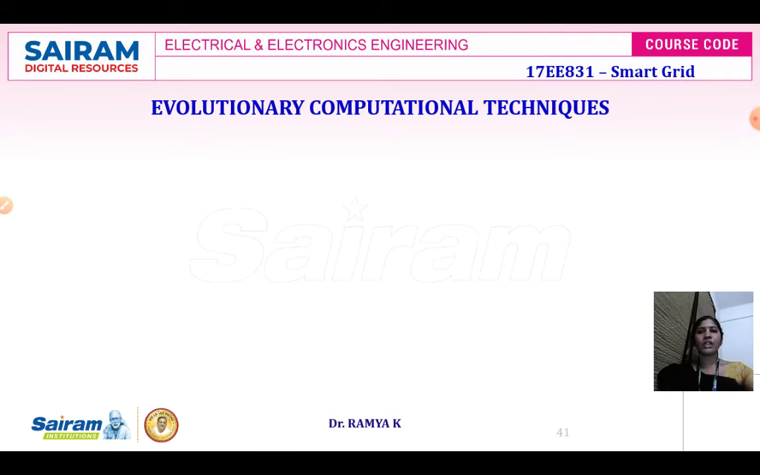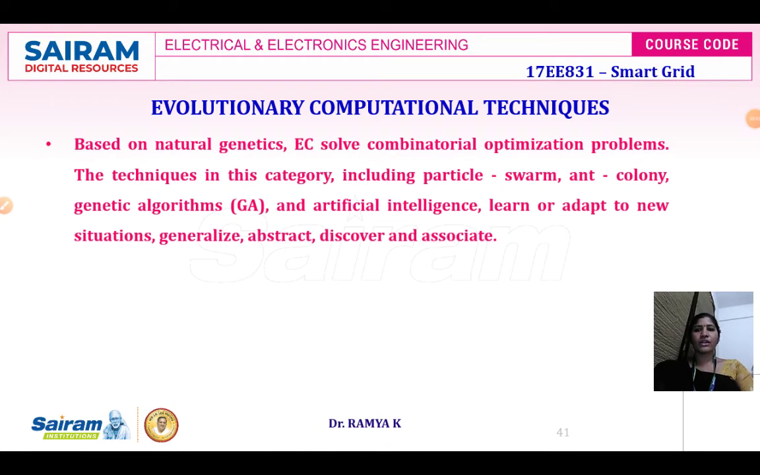The evolutionary computational technique, based on natural genetics, will solve combinatorial optimization problems. The technique includes all the intelligent algorithms like particle swarm optimization, ant colony algorithm, genetic programming, and artificial intelligence, which will learn or adapt to a new situation, and can generalize, abstract, discover, and associate.